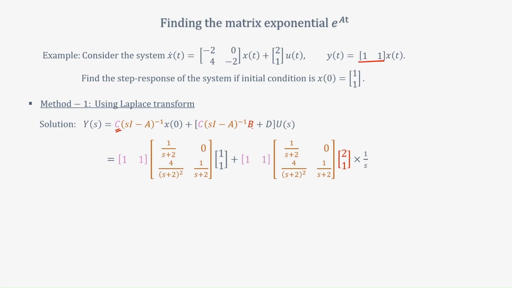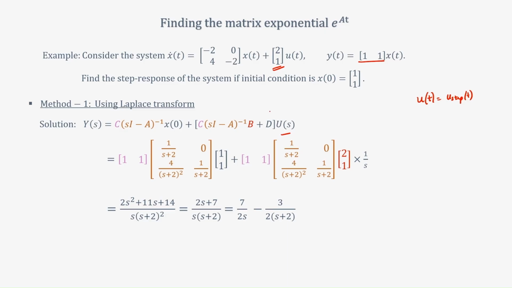Now if I plug in the value C from here, B from here, and (sI minus A) inverse that we have just computed, x0 was given to be 1 1, and once you find this, it is just a simple multiplication. Of course U(s) is 1 by s here because u of t was equal to u step. So U(s) is equal to 1 by s, and once you do this multiplication, you will get something like this. Here again D is 0, remember. So once you multiply, this is what you get, and the final expression will be this.